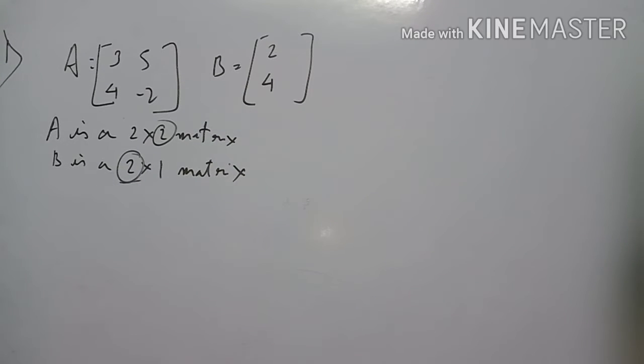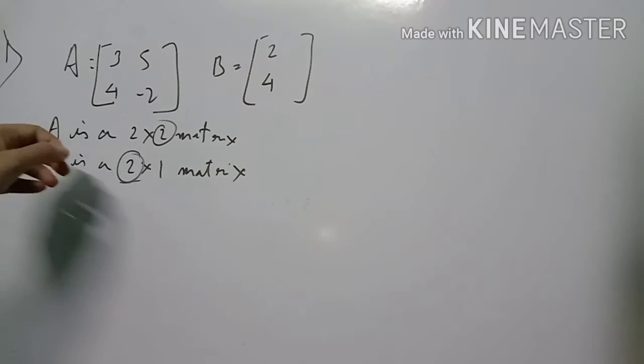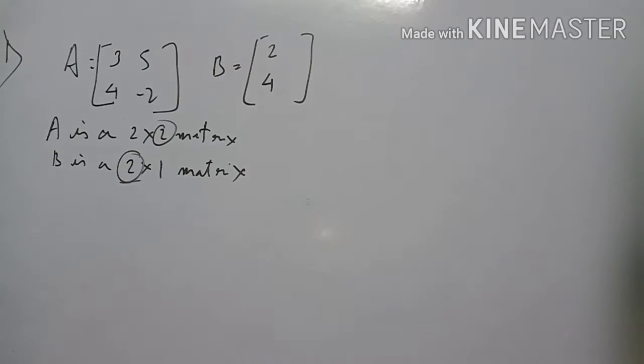Question: is the multiplication possible? Yes, of course the multiplication is possible. I'm not writing it, I'm just dictating it, because the number of columns of A matches with the number of rows of B, so it definitely satisfies the condition for multiplication. Or we can simply write: yes, multiplication is possible because the number of columns of A matches with the number of rows of B. That's it. Let us proceed with the multiplication.